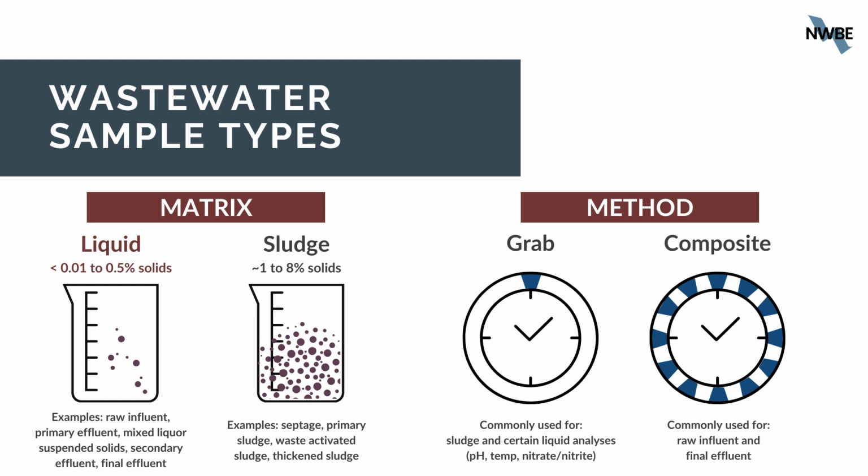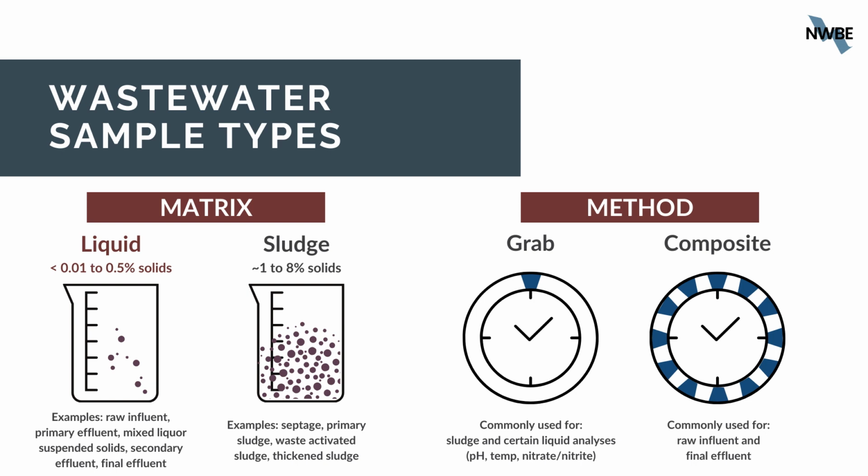Also, just like for wastewater surveillance samples, either grab or composite samples can be collected to monitor the quality of water through the wastewater treatment process. Grab samples are usually collected for sludge and also for liquid samples that are going to be analyzed for parameters that aren't stable over time, such as temperature, pH, or nitrate. Although grab samples can sometimes be used for raw influent, composite samples are more common.